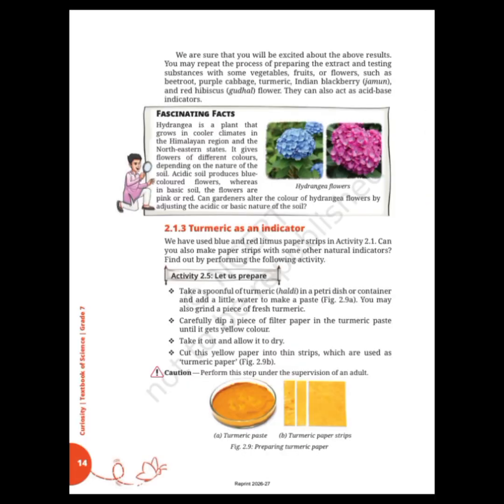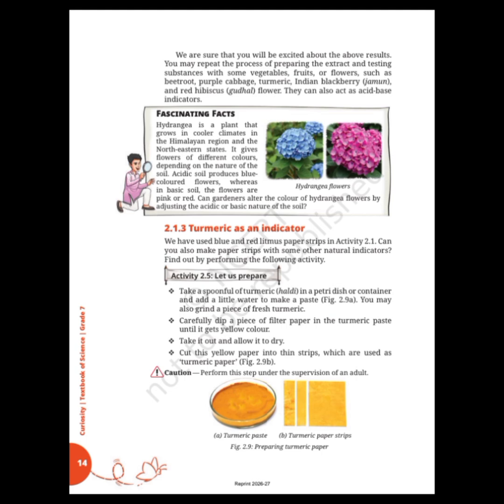We are sure that you will be excited about the above results. You may repeat the process of preparing the extract and testing substances with some vegetables, fruits, or flowers, such as beetroot, purple cabbage, turmeric, Indian blackberry (jamun), and red hibiscus (gudhal) flower. They can also act as acid-base indicators.